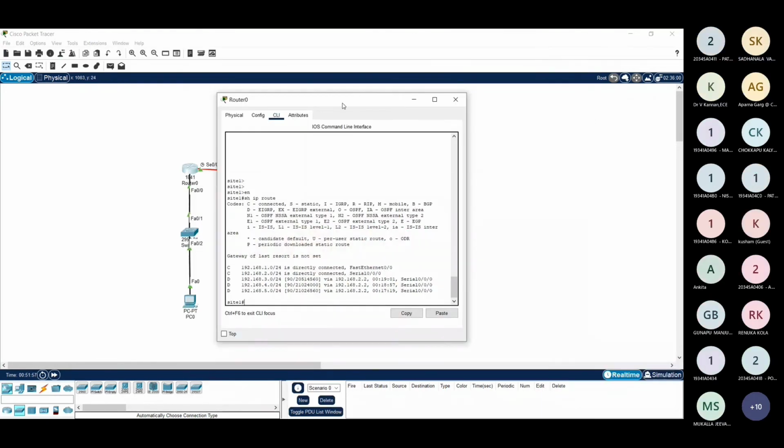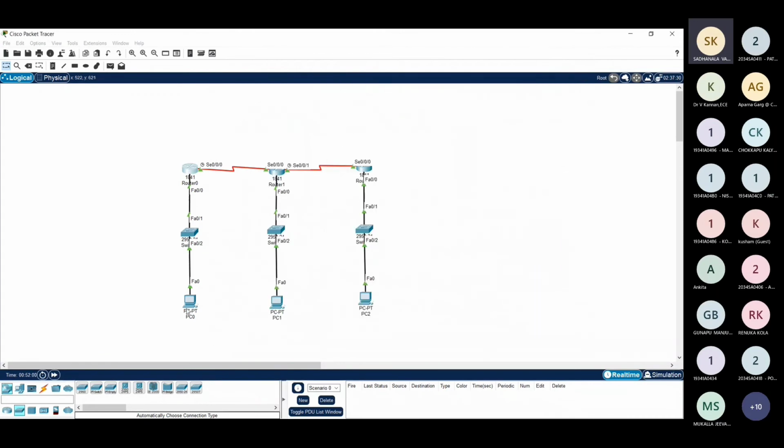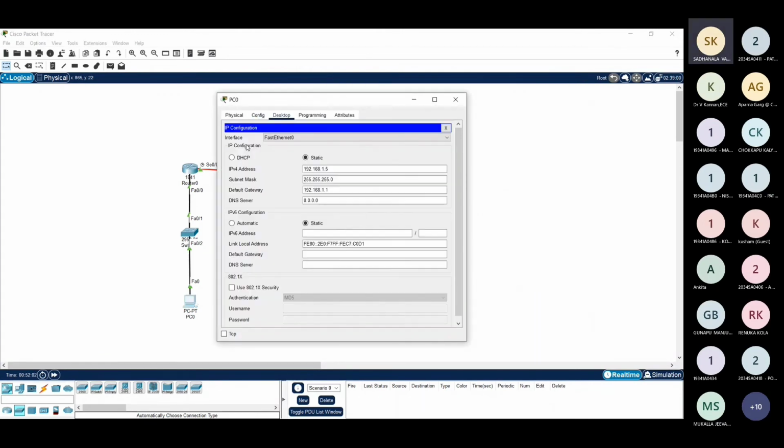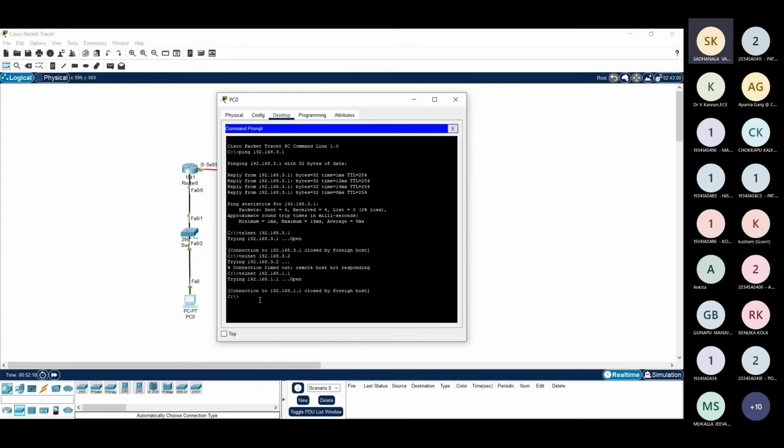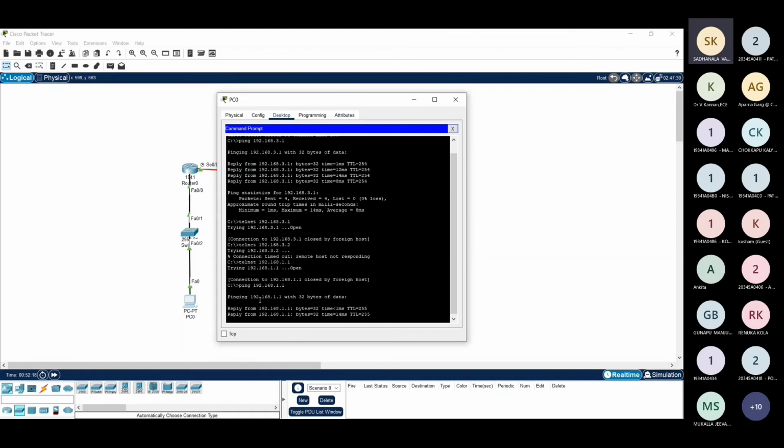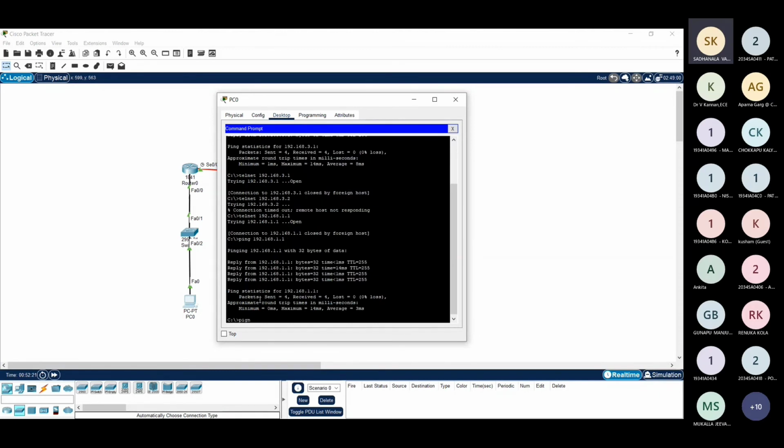Yes. Okay. So this is the router configuration, and now coming to the PC. So this is what I have configured in my PC, and so now the ping command. So ping 192.168. So this is what I have given for the FastEthernet port. So to ping the other PC, I will ping 192.168.